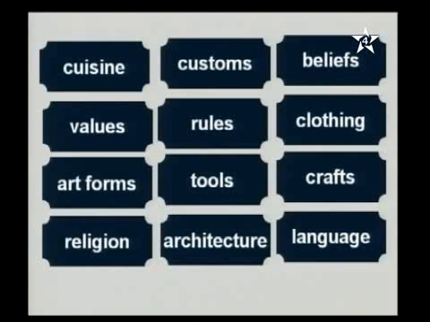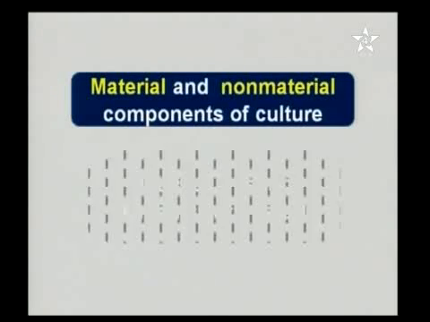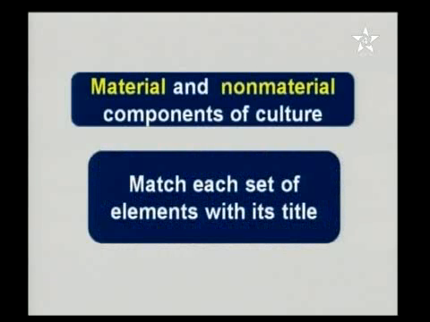Please let me read this again. Cuisine, customs, beliefs, values, rules, clothing, art forms, tools, crafts, religion, architecture, and language. Now, culture is composed of both material and non-material components. That is to say, material components you can see and touch. Non-material is quite the opposite of material.